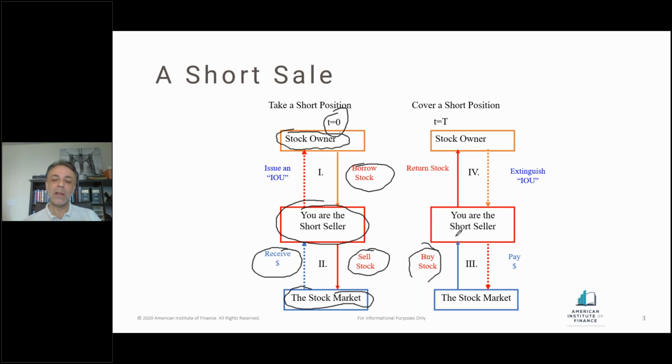You can see here, you buy back the stock, and then you're going to return the stock. So that's what happens. How do you make money?